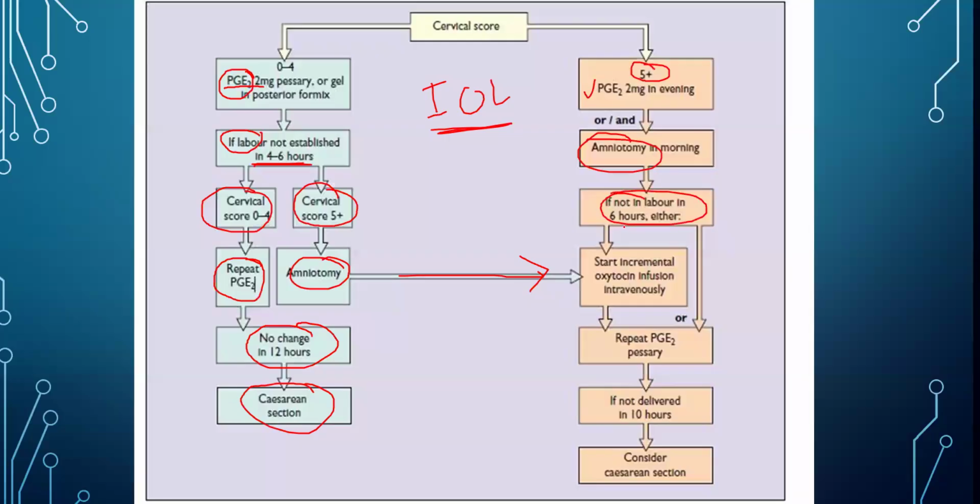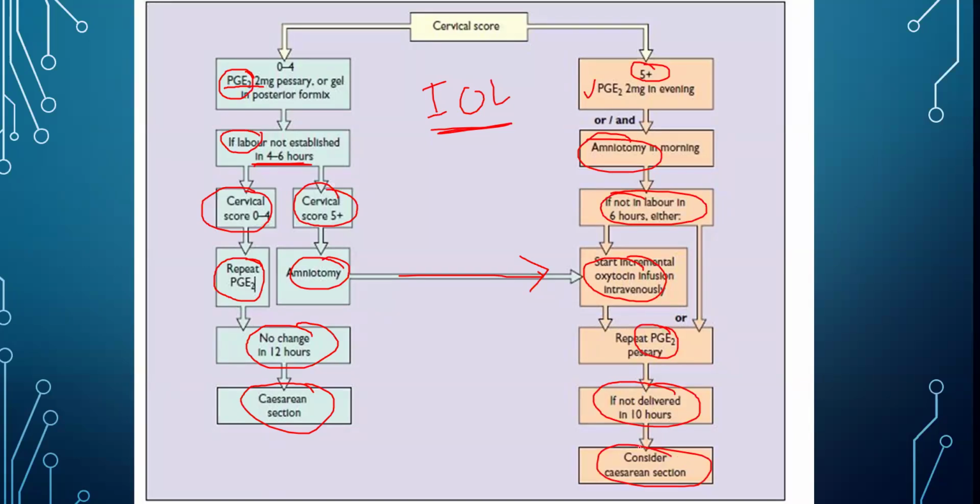If there is no labor in 6 hours, you can do two things. One, you can give oxytocin, or you can give a prostaglandin pessary. Most of the time, you would go for oxytocin. If no delivery happened in 10 hours, then consider cesarean section.